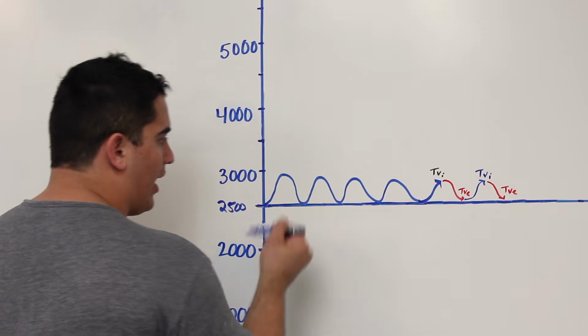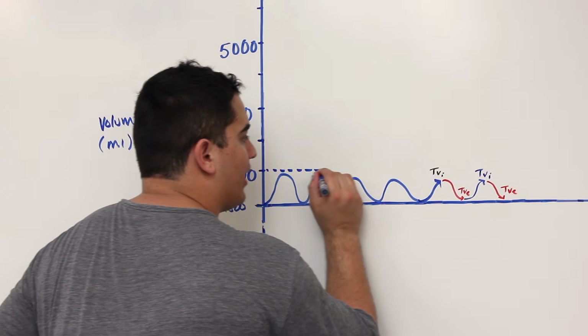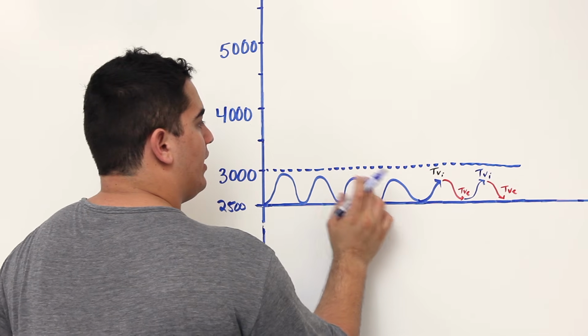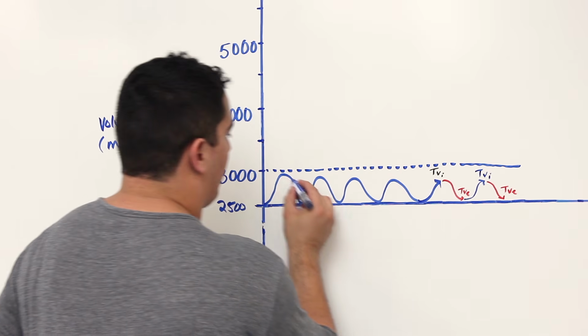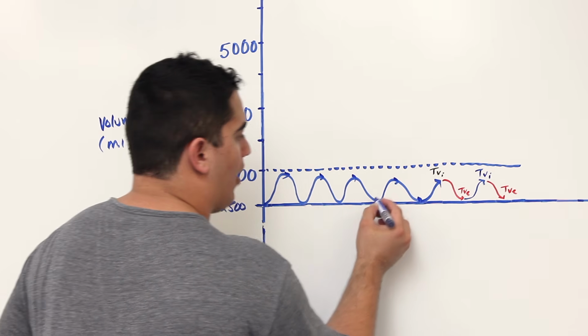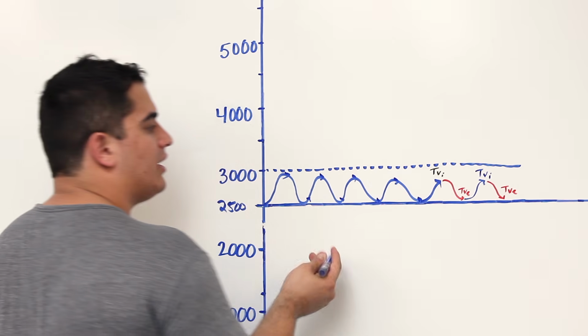So what I'm going to do right now is put it in a line. I'm going to put a dash line here to show that this point going up and down, up, down, up, down, all these points here, this is my tidal volume.